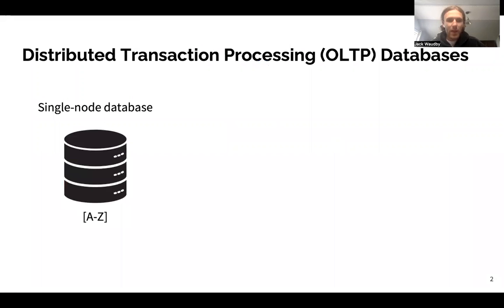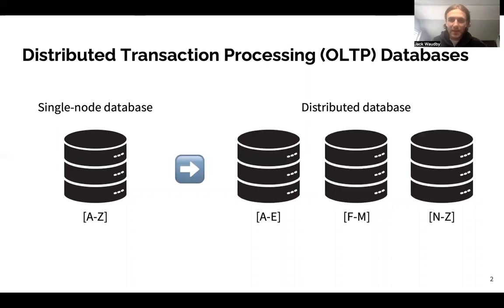When we want to scale a single node database system, we have two options. The first is to throw more and more expensive hardware at the problem. However, there's a practical limit to how far we can take this approach. An alternative is to scale horizontally, where we partition our data over multiple nodes in a distributed database.